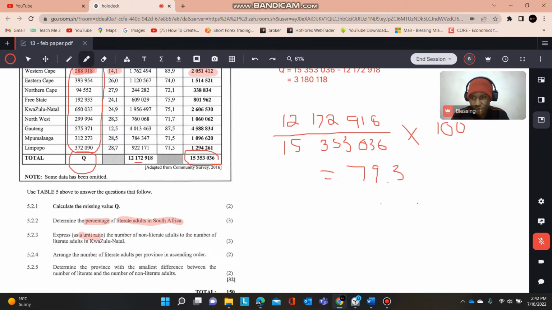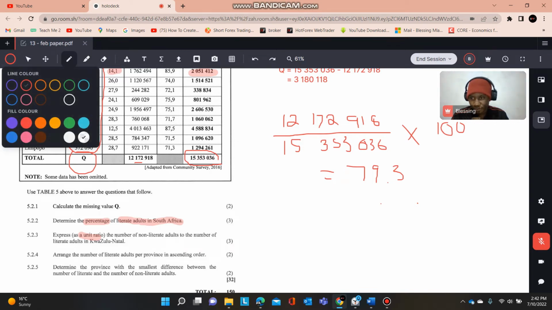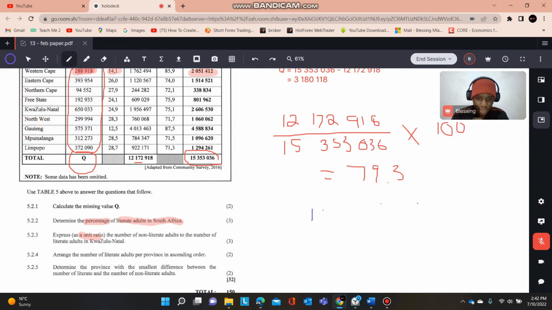A unit ratio is a ratio that can be expressed as 1 is to n. That's a unit ratio. So n can be any number, but the key thing is the first one has to be 1. So it's 1 is to, so there are 2 dots over here which represent "is to". So it's 1 is to a certain number. N can be any number. So a unit ratio has to be expressed like this.